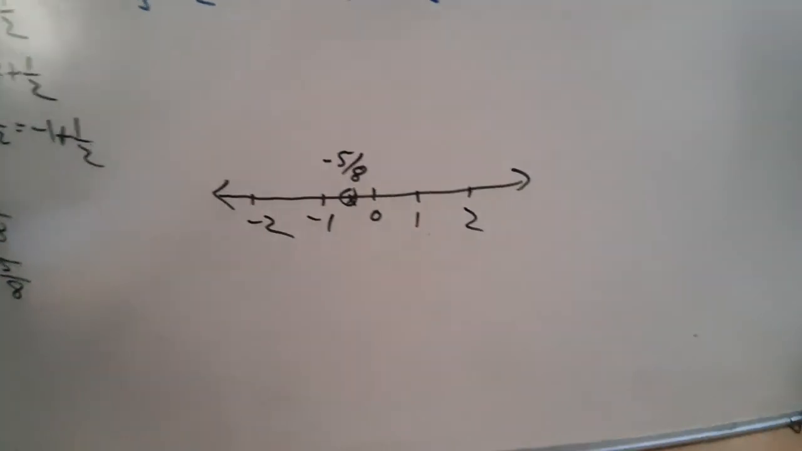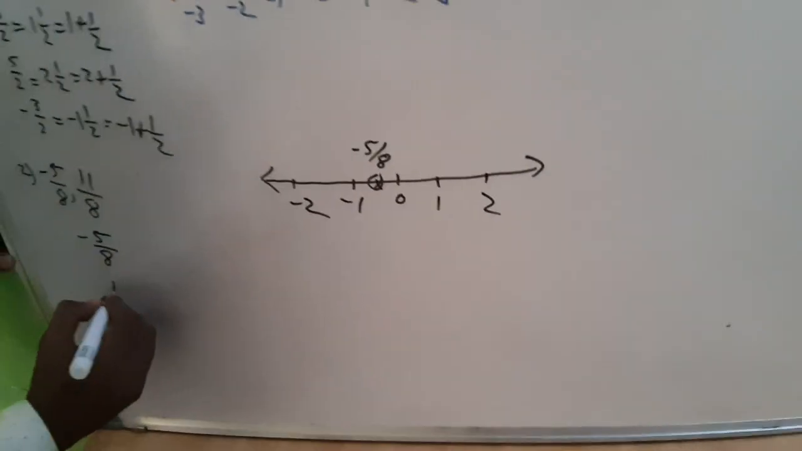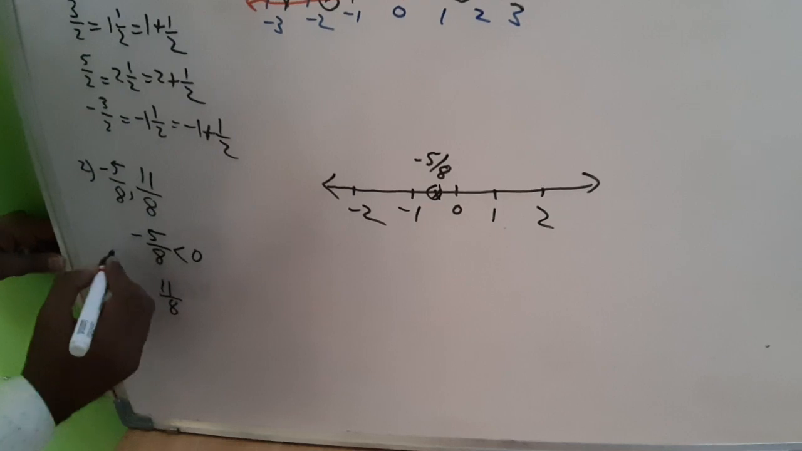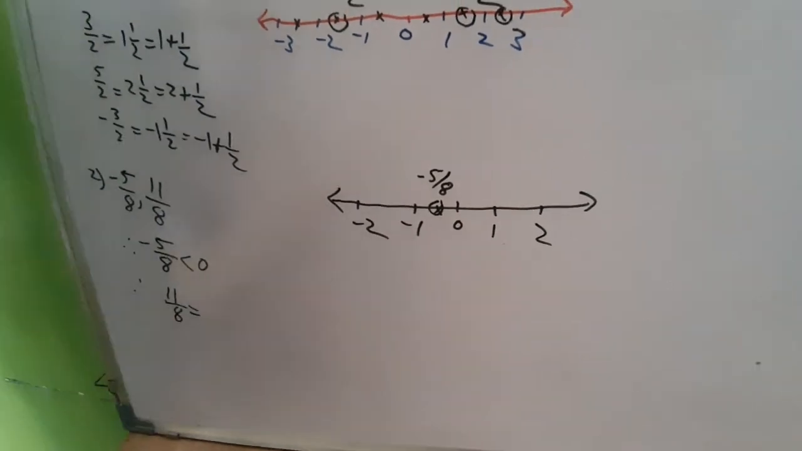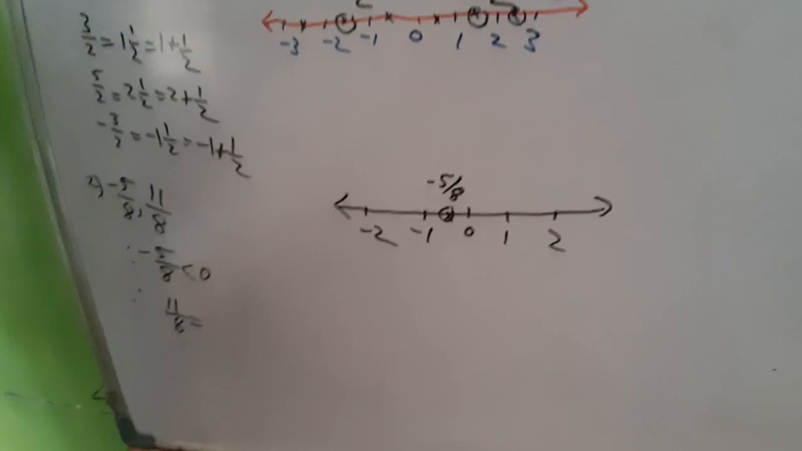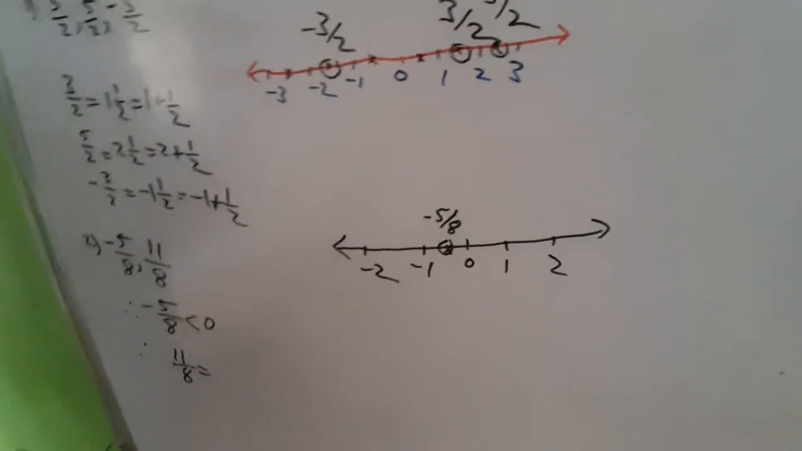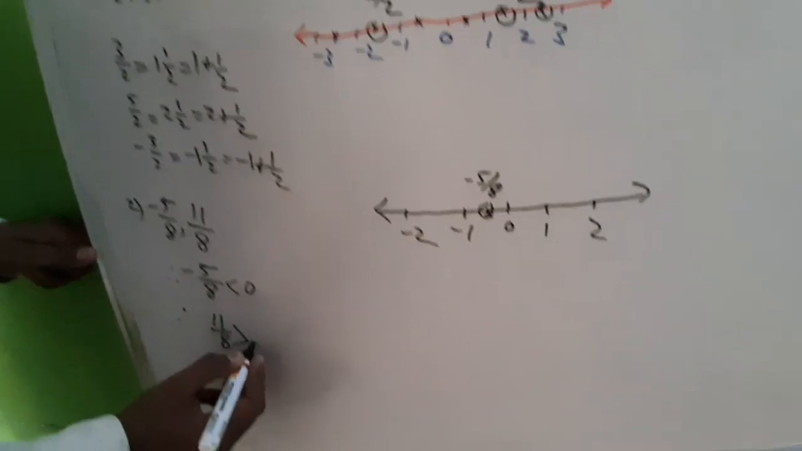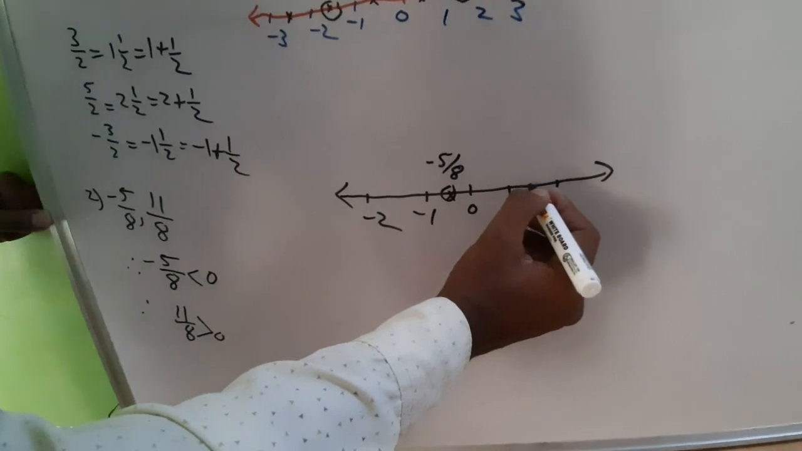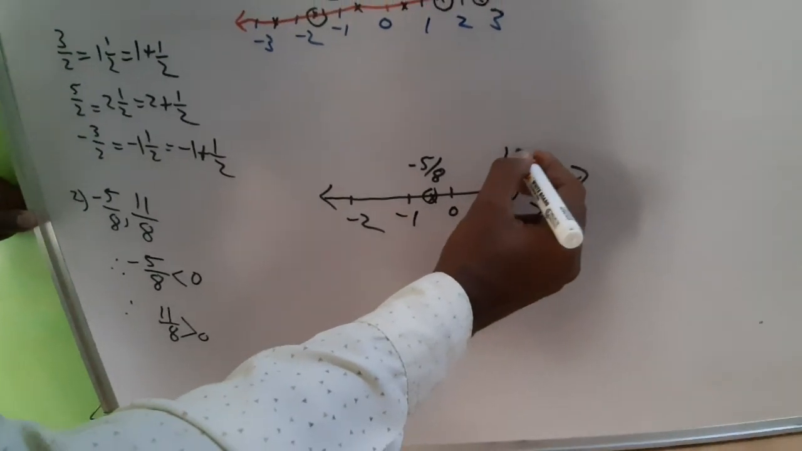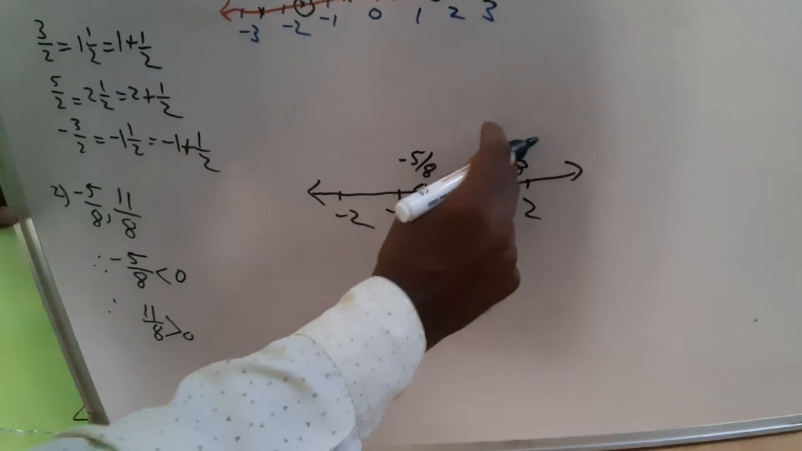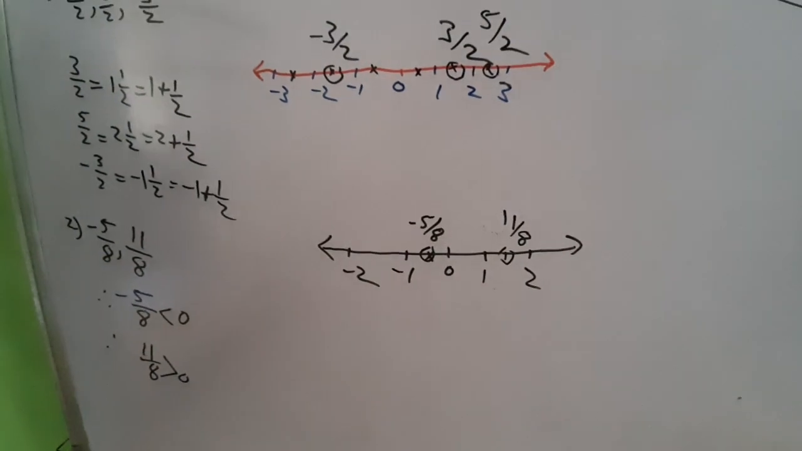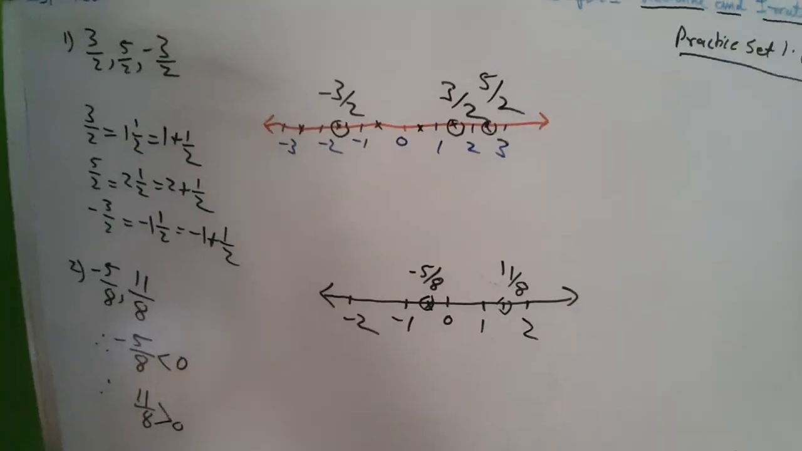And the next is 11 upon 8, which is greater than 0. 11 upon 8 is nothing but, 8 to 16, in between 1 and 2. In between 1 and 2, it is greater than 0, 1 and 2. I can write here somewhere, 11 upon 8. This is our sum. This way we are plotting points on a number line.